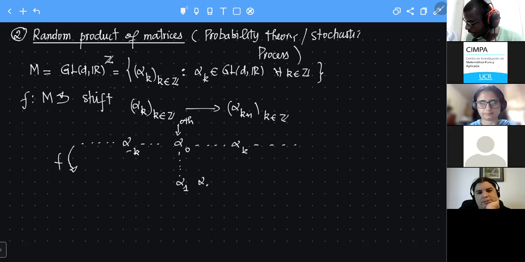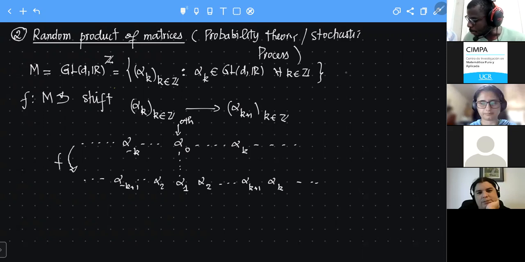And here you come with alpha 2, and here alpha K plus 1, alpha K, and so on. And here you have alpha 2, alpha minus K plus 1, and so on. So I just push 1 unit to the left. This is called the shift map.